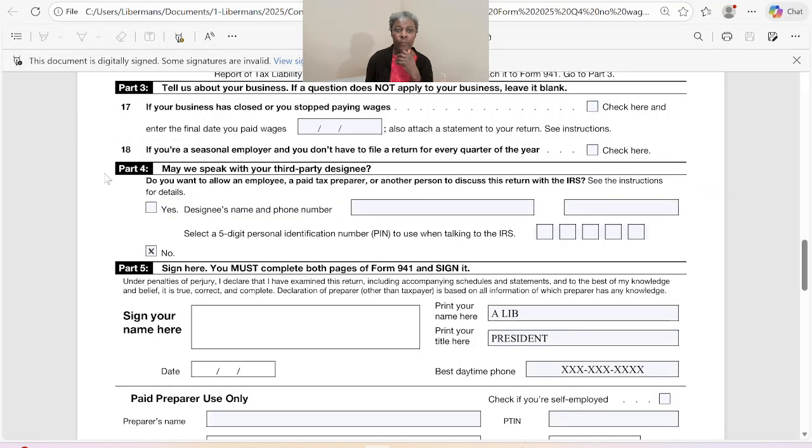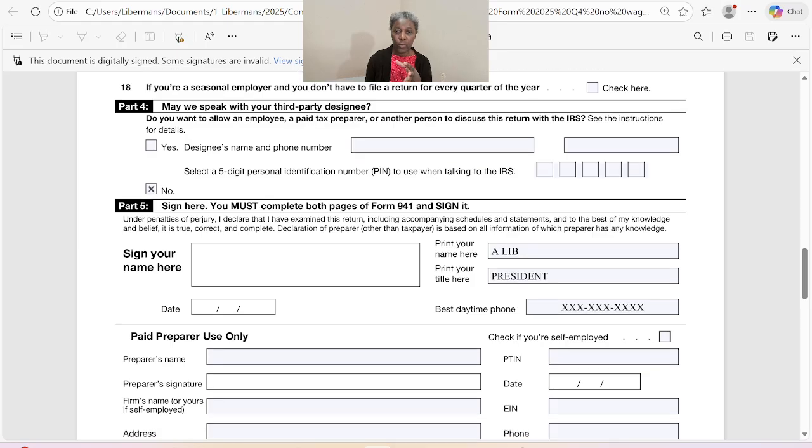Part 4, do you want the IRS to contact somebody if they have a question related to this return? If yes, you check yes and put that person's name, phone number, and the PIN that they will use. Otherwise, you just check no. That way they can just contact you personally. After all, you are going to have your name, your title, and your phone number on the form. And once you print this form out, you review it, you sign it, you date it, and you make a copy for your business.